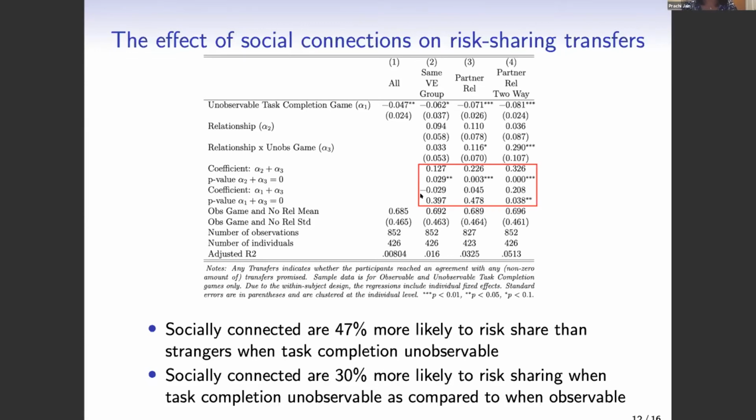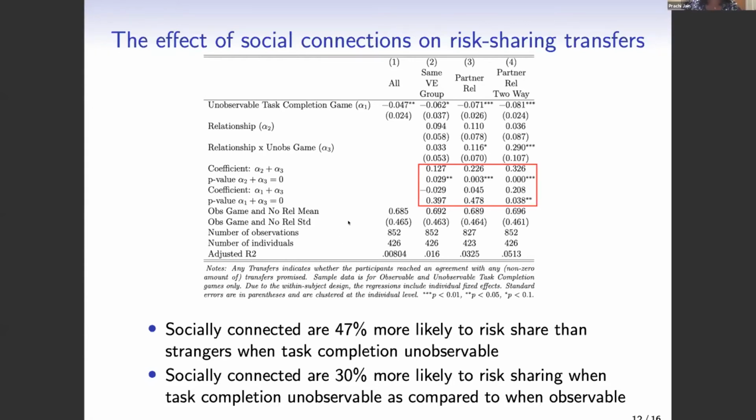So this is saying if we think the real world is a world where I can't see my partner's effort, then this is telling me how much better off my socially connected participants are. And so here I see that there's a huge effect across all three measures. So thinking about the strongest measure in column 4, socially connected participants are, if anything, 47% more likely to risk share than strangers in this imperfect monitoring world.